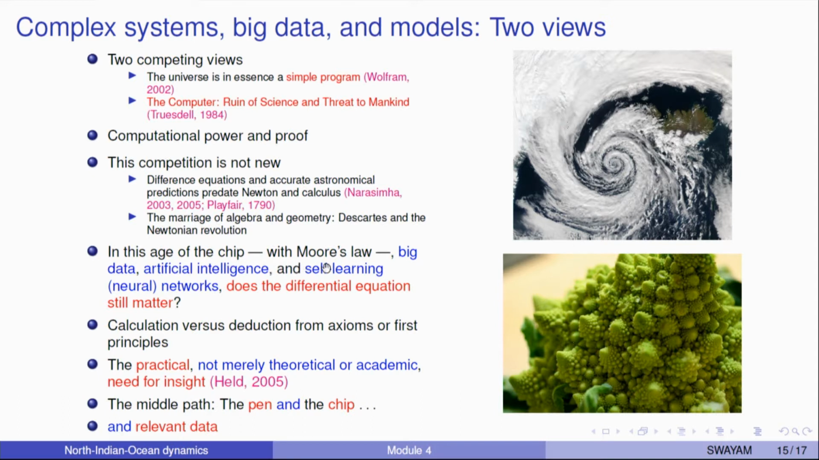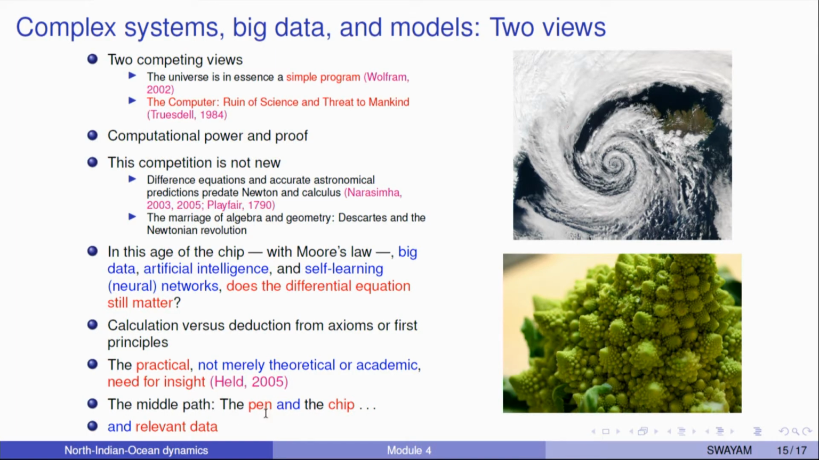In this age of the chip, with Moore's law, big data, artificial intelligence, and self-learning neural networks, it's a pertinent question. Does the differential equation still matter? So this question of calculation versus deduction from axioms of first principles. The answer is that you need a mix of the two approaches. There's a practical, not merely theoretical or academic, need for insight that's provided by the differential equation and the simple models that underlie most of our understanding of science. So you need a middle path, you need the pen and the chip, and you need relevant data.